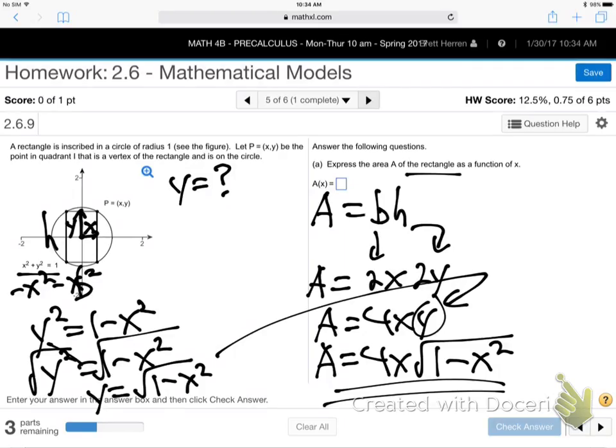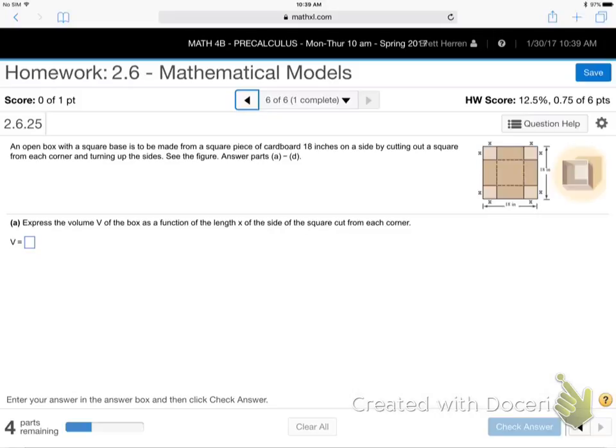All right, and I wish all these sections had 6 problems. I could get them all done in one lecture easily. All right, so there we go.